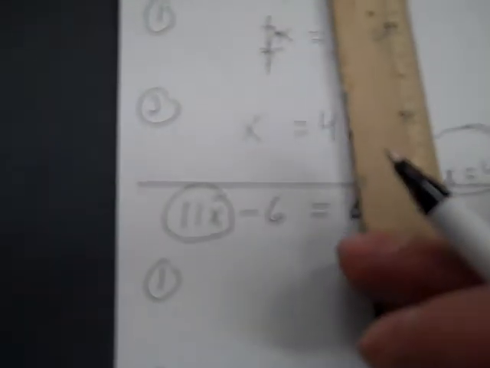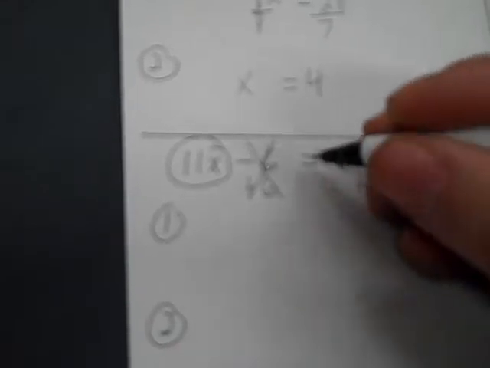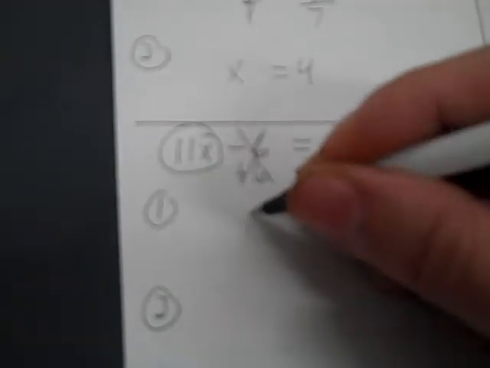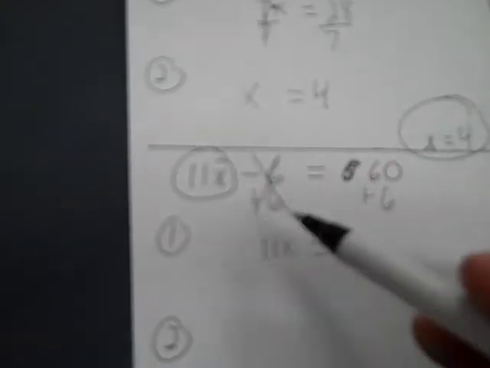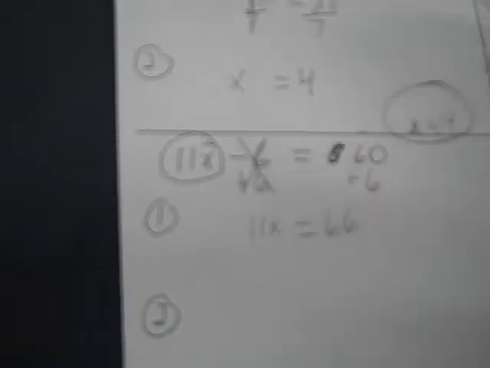Okay, next one, 11x minus 6. So the minus 6 I don't want there, so I do the opposite of minus 6, which is plus 6. Cross it off, and then I go plus 6 to the other side. Okay. So I drop the equals. So over here I have 11x. And then over here 60 plus 6 is 66.